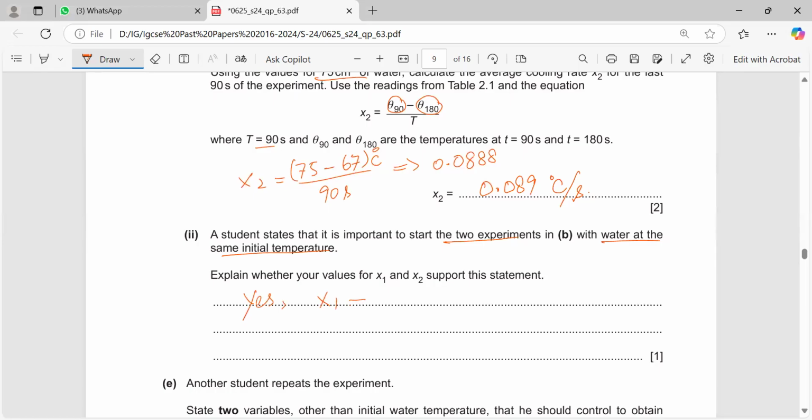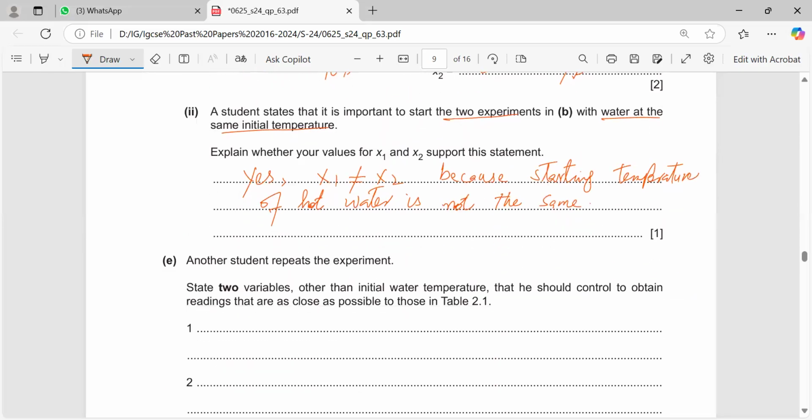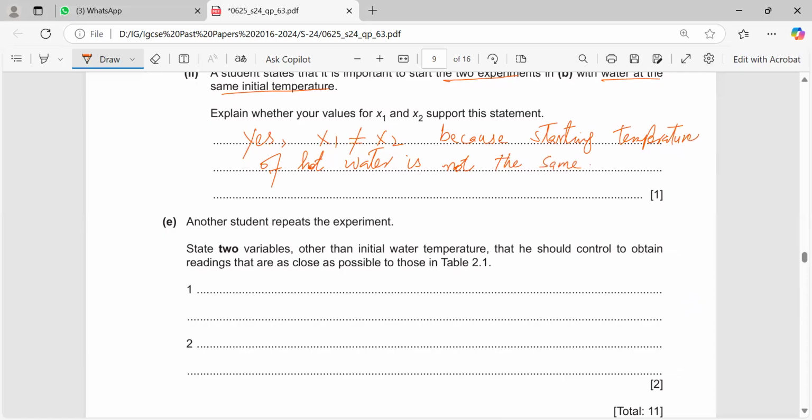X1 is not equal to x2 because the starting temperature of hot water is not the same. Another student repeats the experiment.